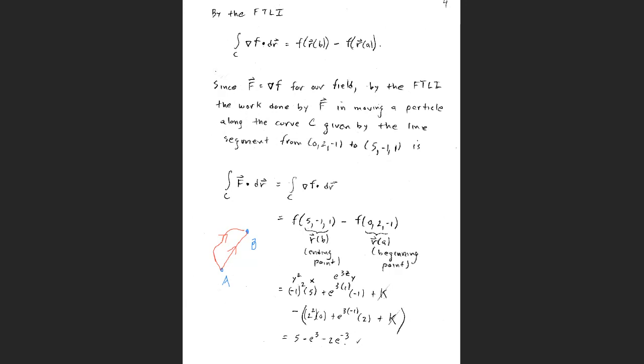All right, so I show the work here, and the final work is going to be equal to 5 minus e cubed minus 2e to the negative third power. That's the work that this vector field does in moving the particle along that line segment path from the point (0, 2, -1) to (5, -1, 1).